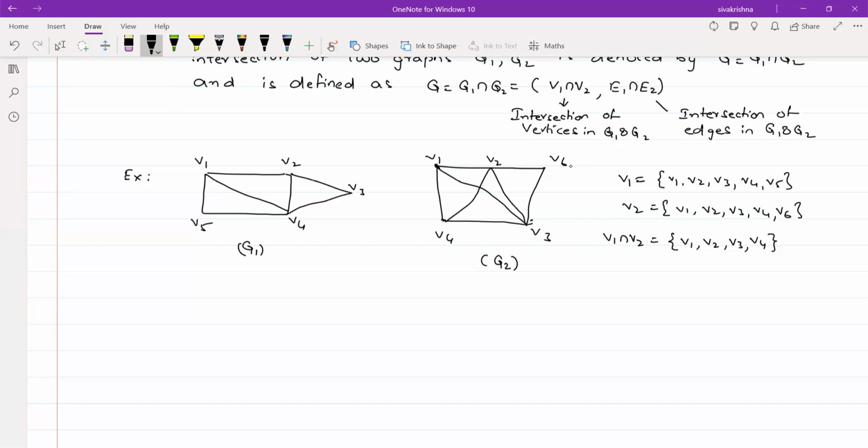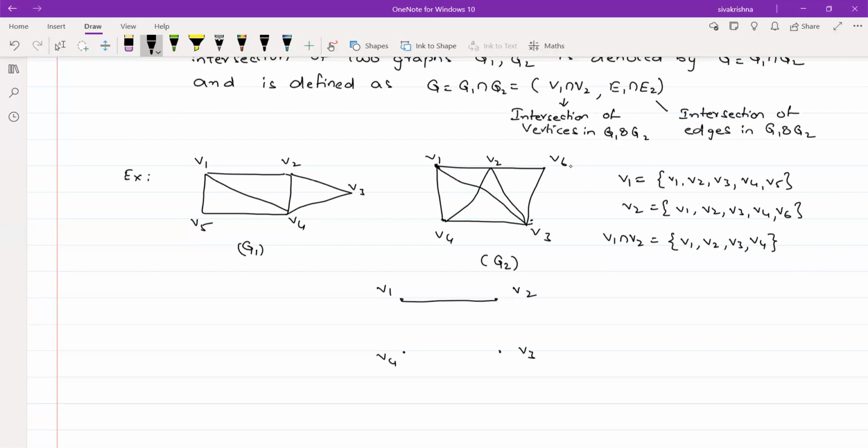Okay, so I am representing the vertices 1, 2 and 3, 4. So this is V1, this is V2, this is V3 and this is V4. After that we have to represent the edges. Like the vertices, we also have to find the edges in common. Those edges which are common in both the graphs, only those we have to represent in G1 intersection G2. We are having an edge from V1 to V2 in both the graphs, so we can write an edge from V1 to V2 in G1 intersection G2.